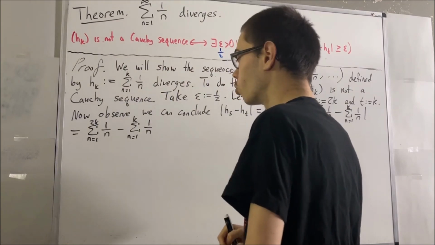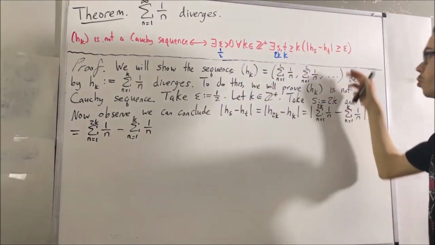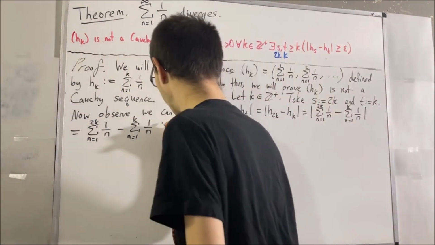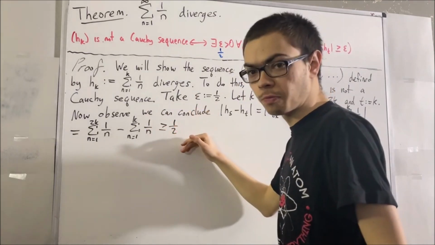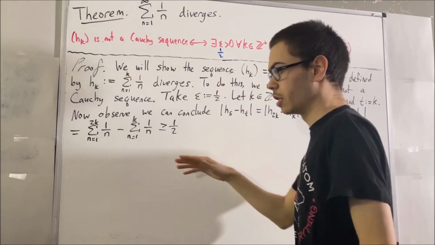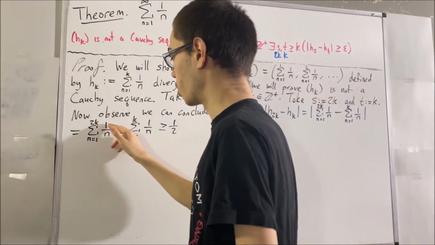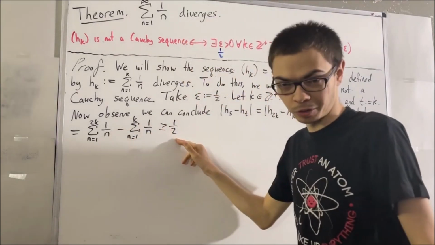But now, we would like to show that this is greater than or equal to 1/2. Now, we can conclude that this is true if, for every positive integer w, the sum from n equals 1 to 2w of 1 over n minus the sum from n equals 1 to w of 1 over n is greater than or equal to 1/2.